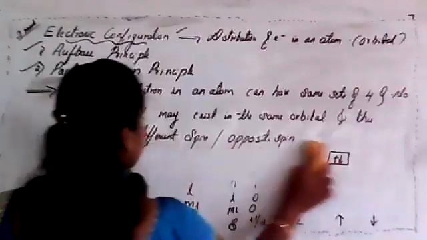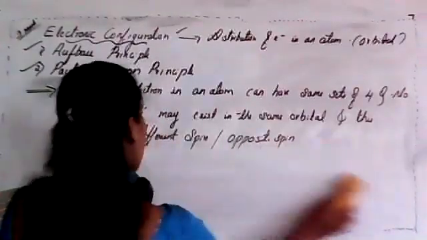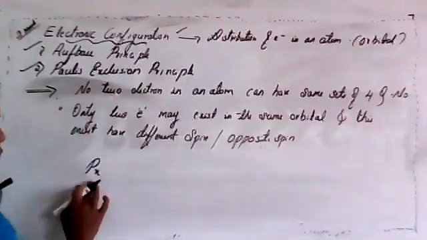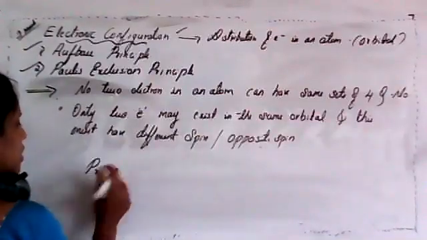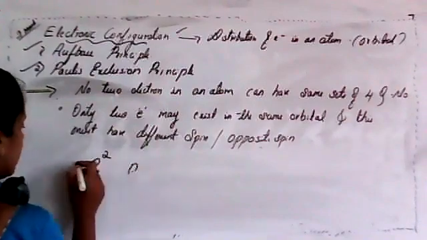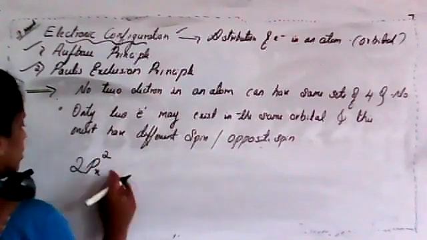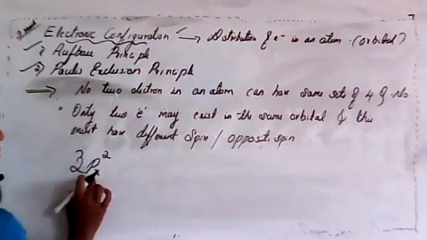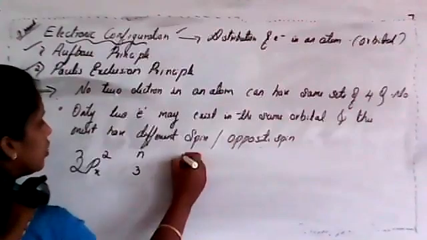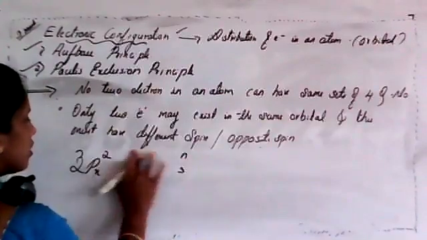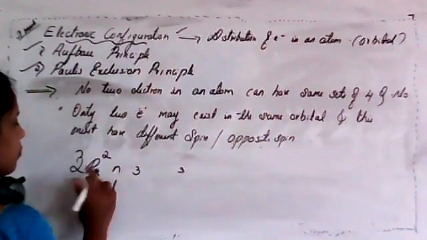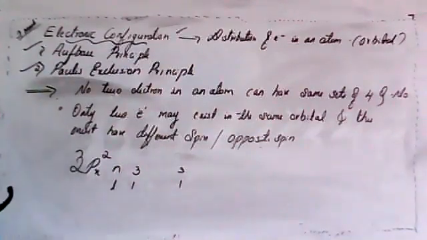Now if I consider px, it has 2 electrons, isn't it? What is the value of n? I'll consider 2px or 3px. What is the value of n here? It is 3 for both the electrons, isn't it? Both the electrons have n equal to 3. The l value for p is again 1 and 1, isn't it?